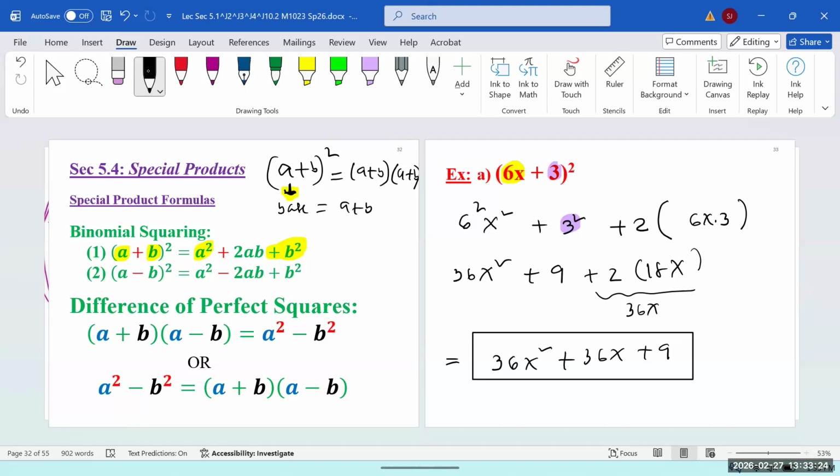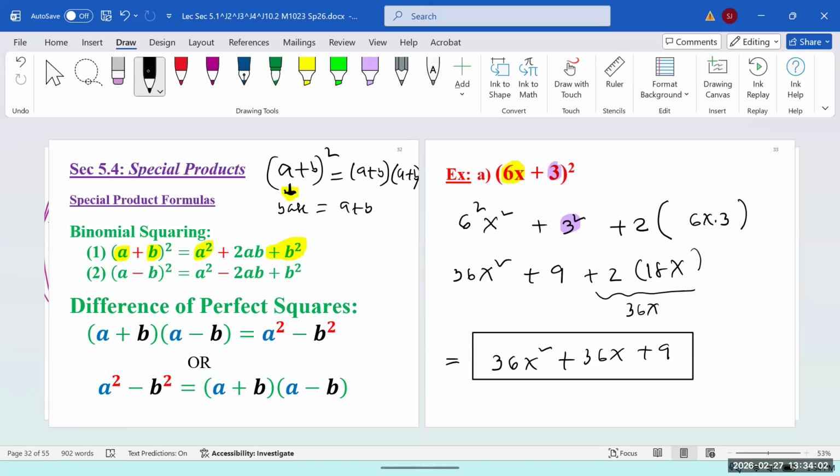In reality, we don't have to write all these things. You can go from the first line to the last line directly by doing all the math mentally. For example, 6 squared x squared is 36x squared. 3 squared is 9. And then 2 times 6 times 3. 6 times 3 is 18, 18 times 2 is 36, so we have 36x. That's why this is called a shortcut, because you can skip all those steps.